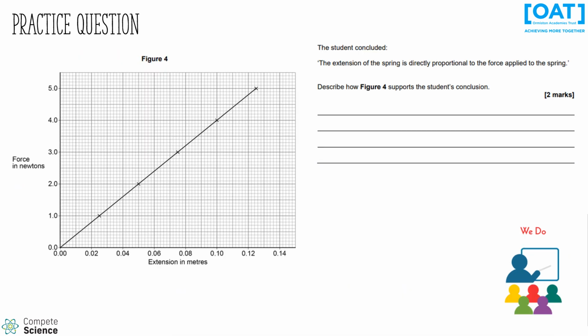In this example, we've got figure 4, with force in newtons on the y-axis and the extension in meters on the x-axis. The student concluded the extension of the spring is directly proportional to the force applied to the spring. Describe how figure 4 supports the student's conclusion. So it's this key term of directly proportional. It requires an understanding of what that means.